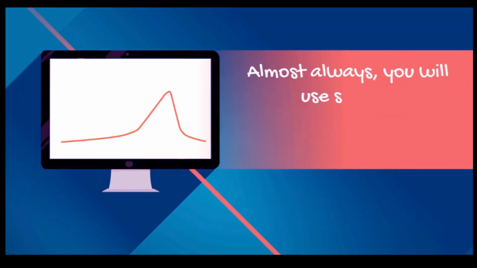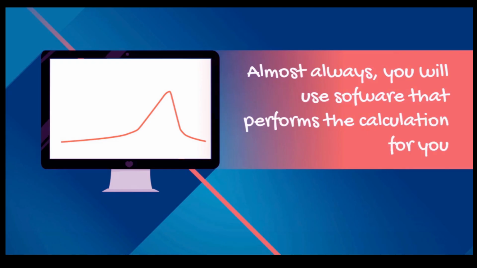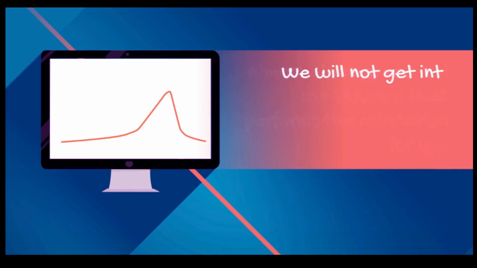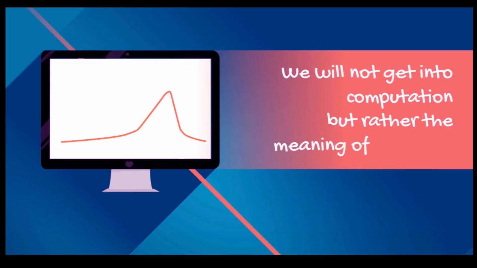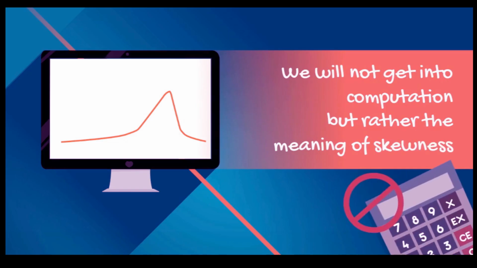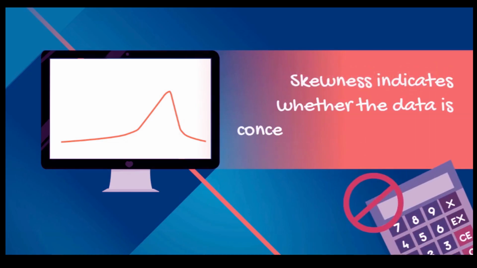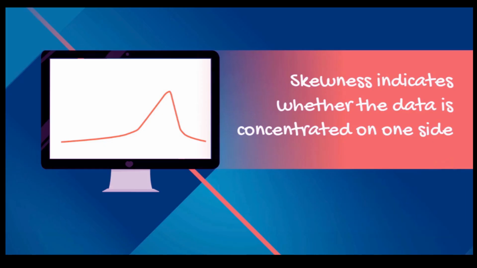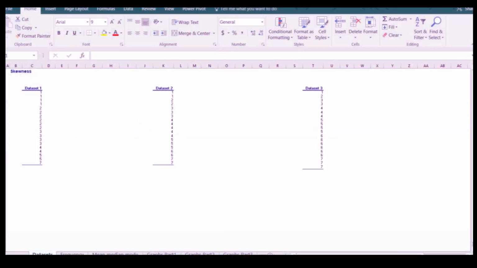Almost always, you will use software that performs the calculation for you, so in this lesson, we will not get into the computation, but rather the meaning of skewness. So, skewness indicates whether the observations in a dataset are concentrated on one side. Skewness can be confusing at the beginning, so an example is in place.